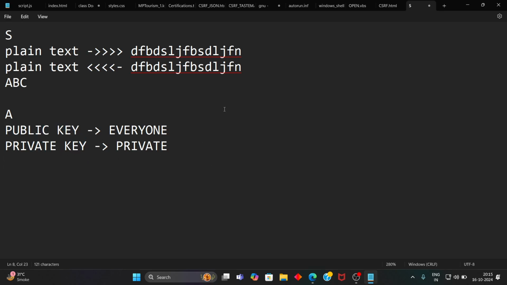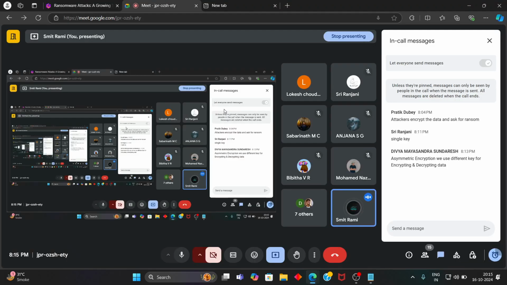For an example, each and everyone has their own pair of public and private keys. In the meeting, let's pick someone like Lokesh. Lokesh has his own pair of public and private keys, and I have my own pair. So if I encrypt some data with my private key, then it must be decrypted by my public key.